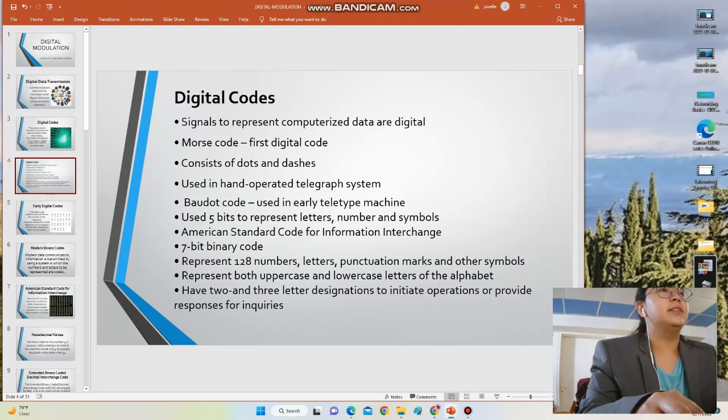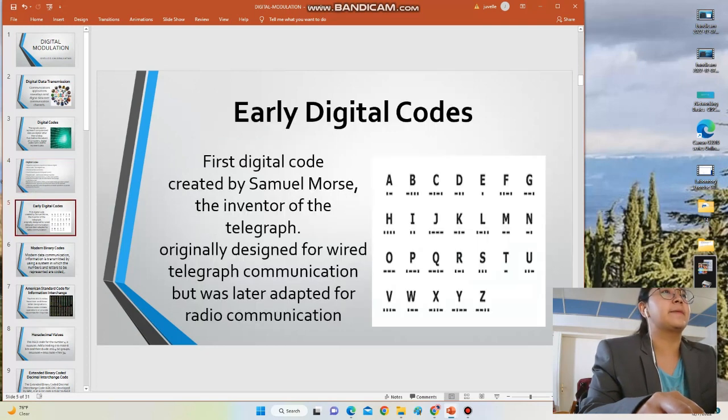American Standard Code for Information Interchange. 7-bit binary represents 128 numbers, letters, punctuation marks, and other symbols. It represents both uppercase and lowercase letters of the alphabet. It has 2 and 3 letter designations to initiate operations or provide responses for inquiries.